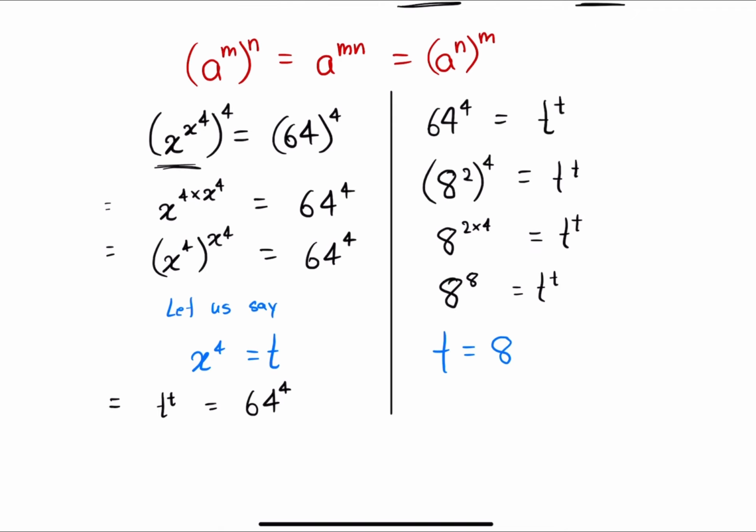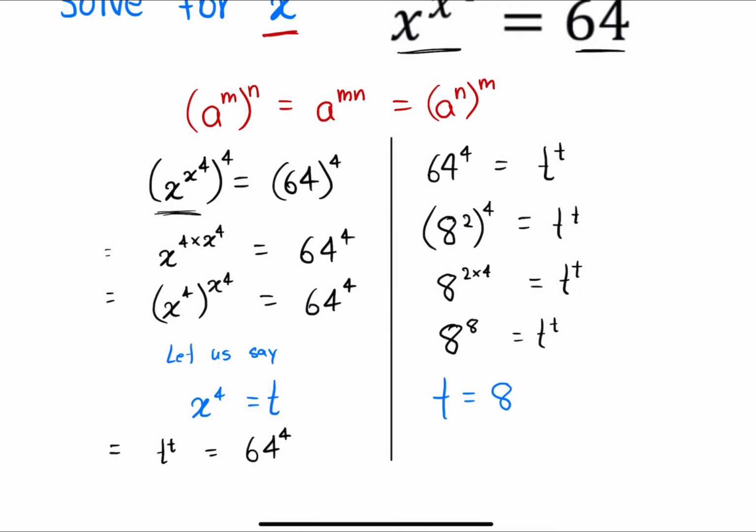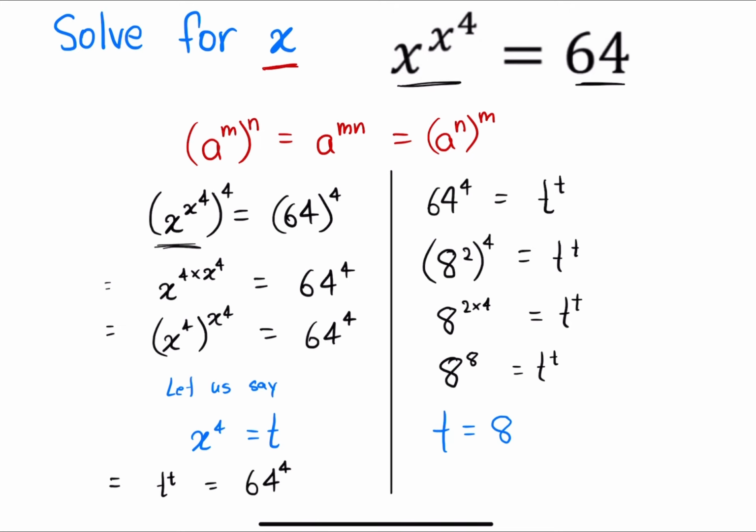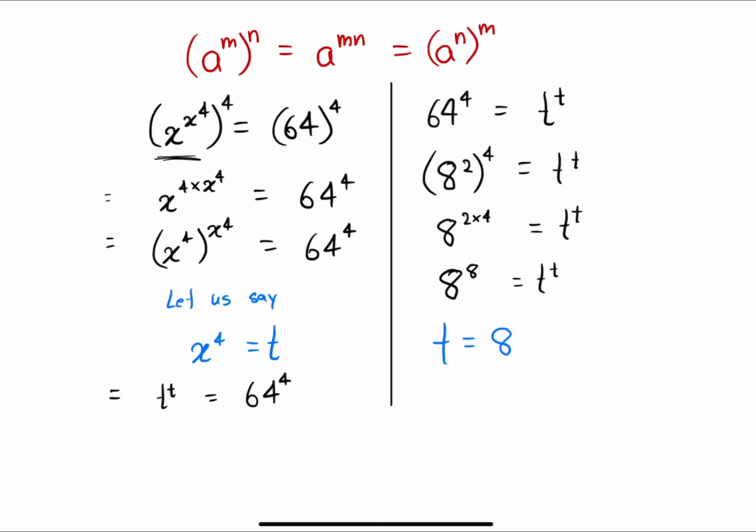Now, this may seem like we have the solution, but remember, we're solving for x over here, not for t. So what's the value of t? t is x raised to the power 4. So this tells us one thing: x raised to the power 4 is 8. Taking the 4th root on both sides of the equation, we get x is equal to the 4th root of 8.